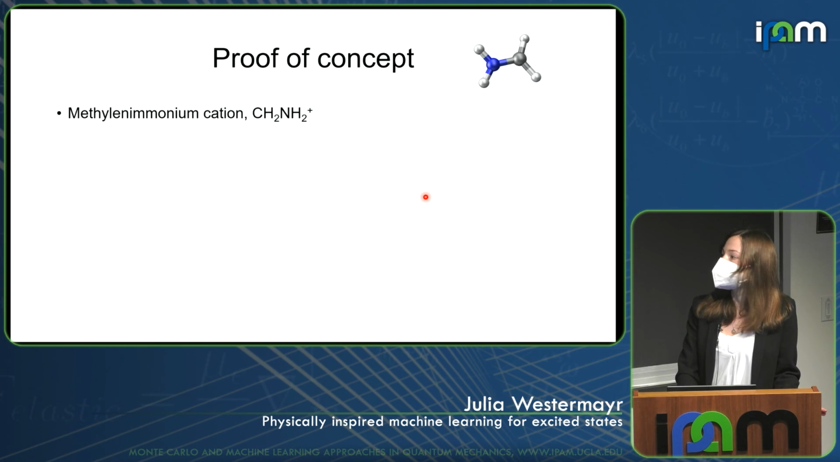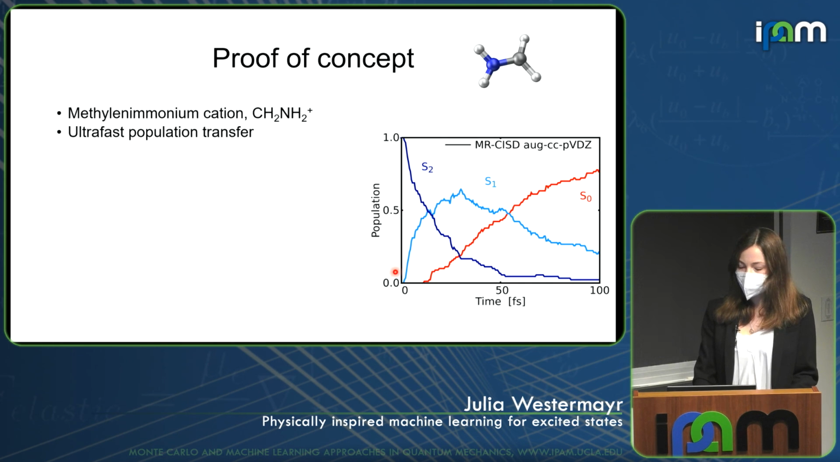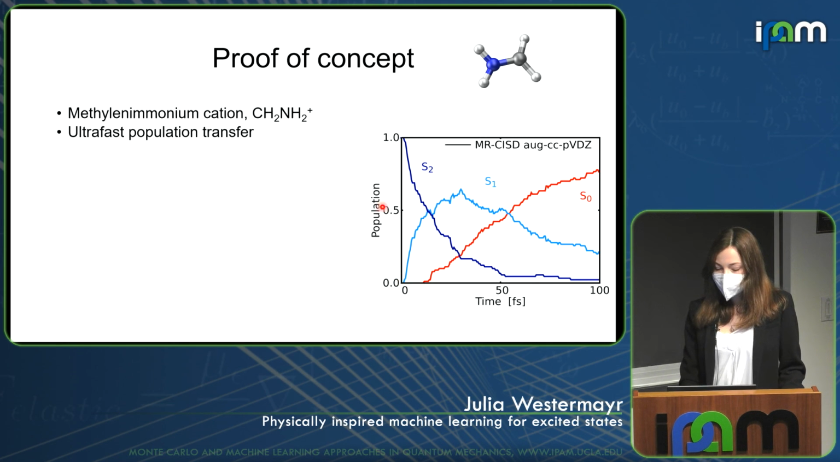As a proof of concept, we have chosen the methylene ammonium cation. And we've chosen this molecule because it shows ultra-fast population transfer after excitation to the second excited state. So these are the results that we get when we do quantum chemistry. And when we use quantum chemistry for surface hopping, these are the population averages of about 100 trajectories. In the beginning, the population is in the second state. And there were ultra-fast transitions to the first excited state and back to the ground state.